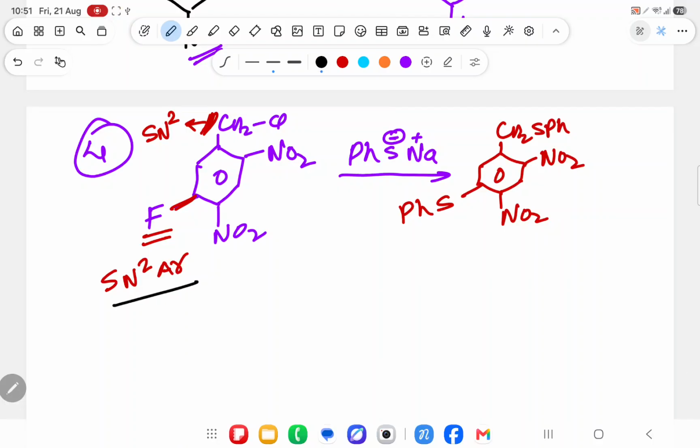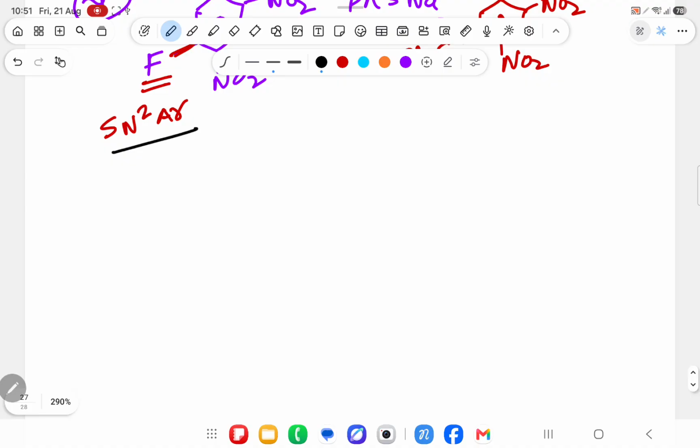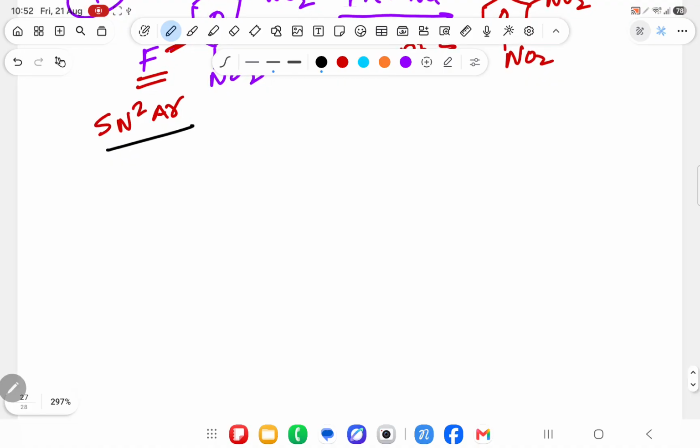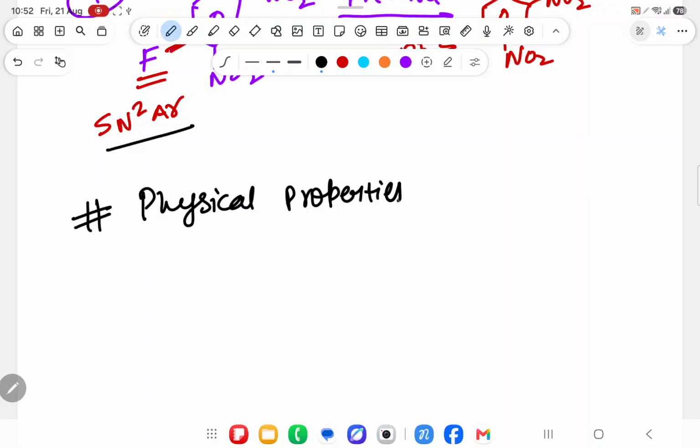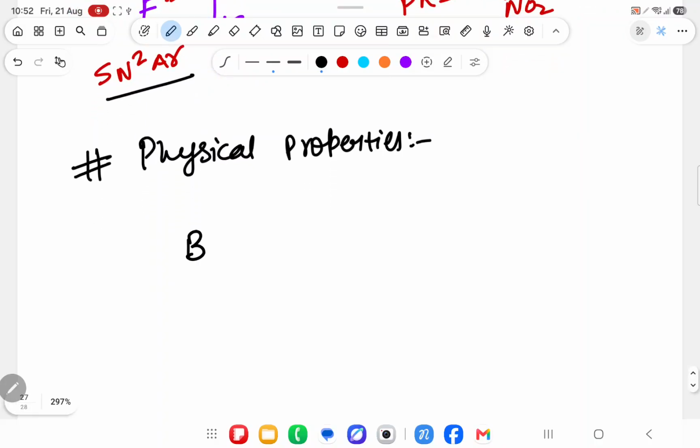So this is all about the method of preparation of aryl halide and the reactions of aryl halide. The remaining electrophilic aromatic substitution and hydrocarbon, I have covered all the part, don't worry. Now next we have to see the physical properties. First, physical properties: boiling point is directly proportional to molecular weight.